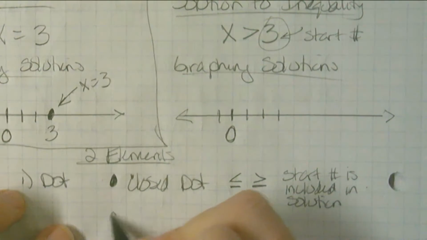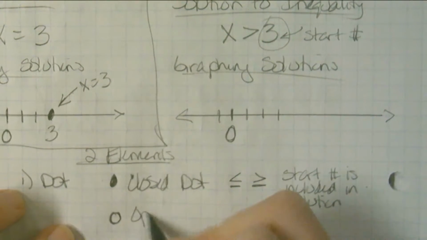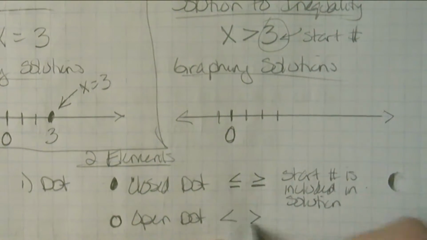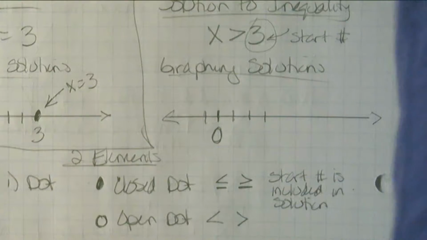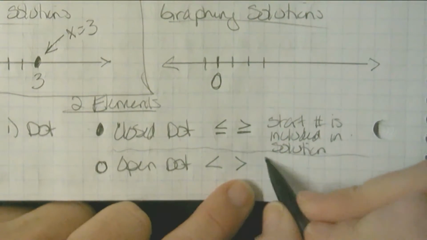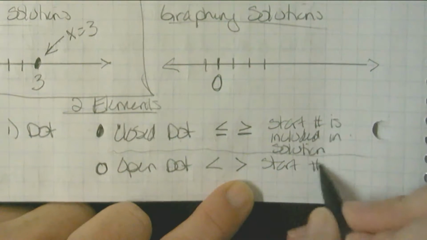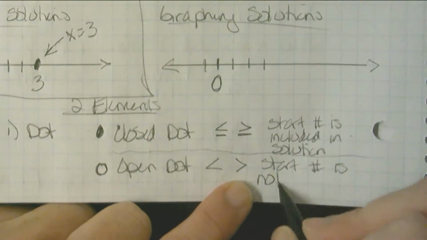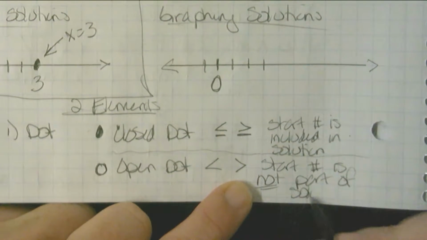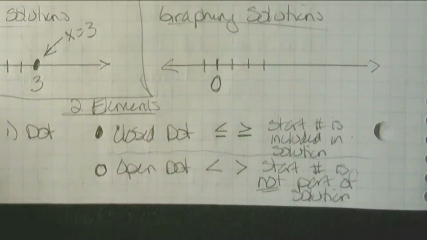The other one is an open dot. This is a less than or a greater than. And what that means is the start number is not part of the solution. It's just where we're starting from.